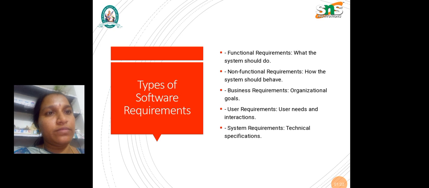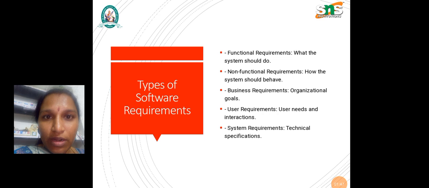Types of software requirement: we need functional requirement, non-functional requirement, business requirement, user requirement, and system requirement. Functional requirement, we go along with what the system needs. Non-functional requirement, how the system should behave. Business requirement, the organizational goal they need from the user side. User requirement, user interaction, user needs, which we need to capture in the software. System requirement, what technical specifications have been added, what technical needs we need to gather.